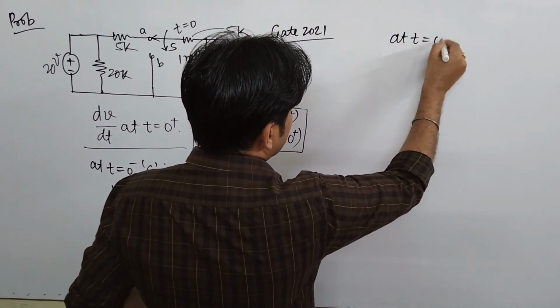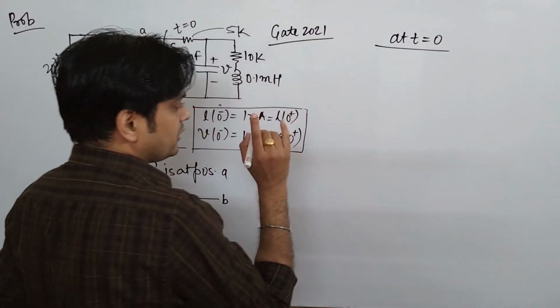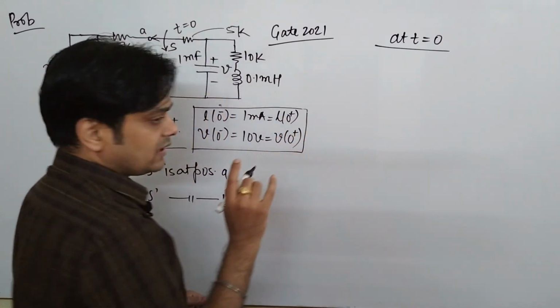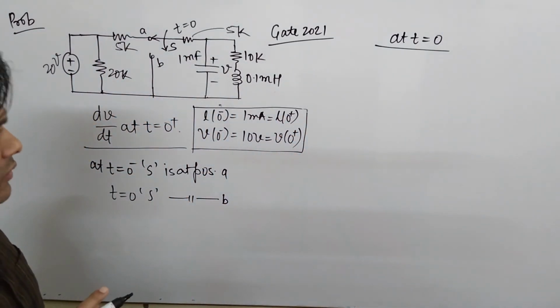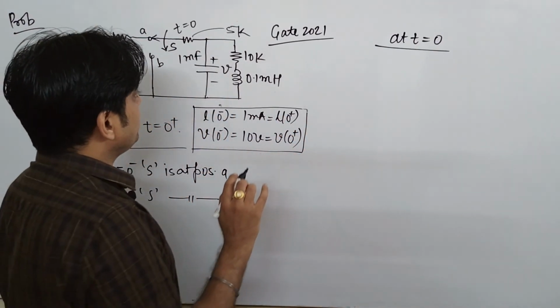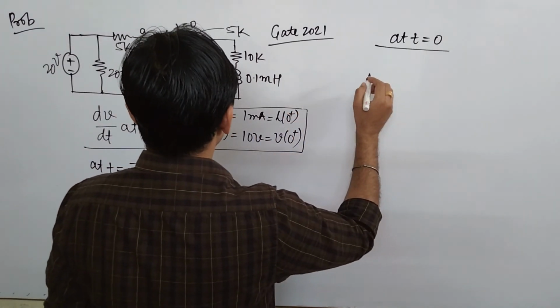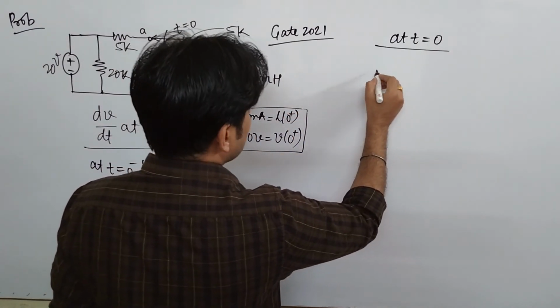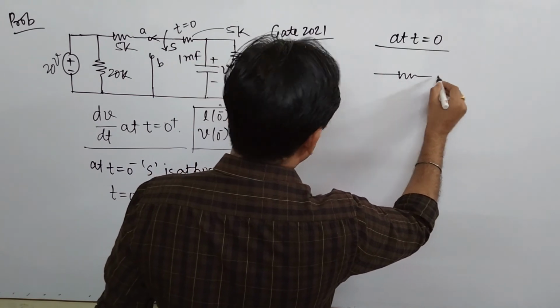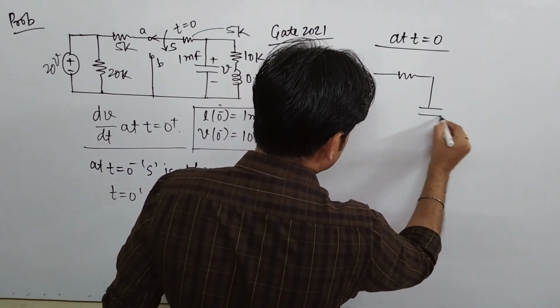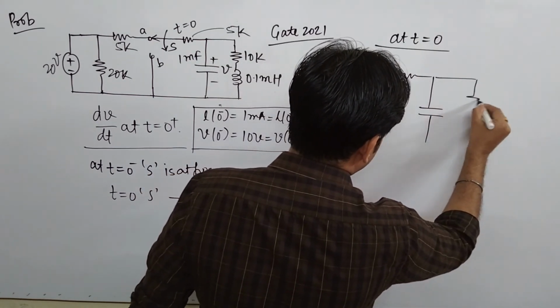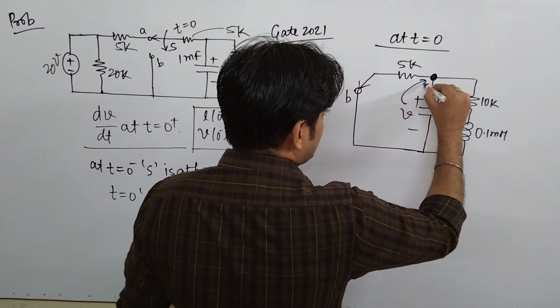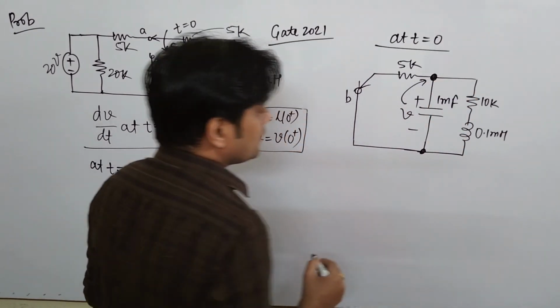So I am not drawing at t equal to 0 plus. Okay, I am drawing at t equal to 0. As I earlier told you, we'll draw the first circuit at t equal to 0 and then we'll find the different conditions. So at t equal to 0, the switch is in position B. So your circuit is something like this, your capacitor. It means this V will appear at this node, okay.